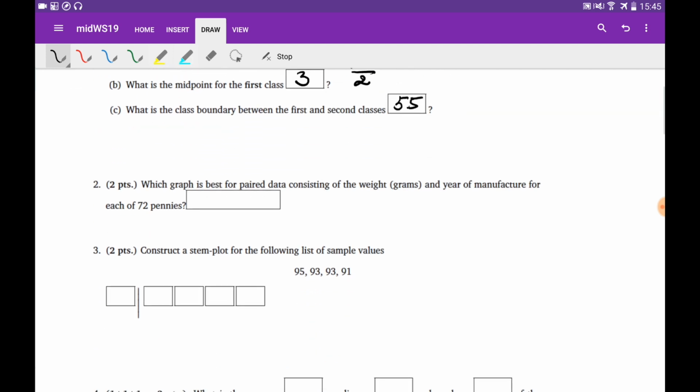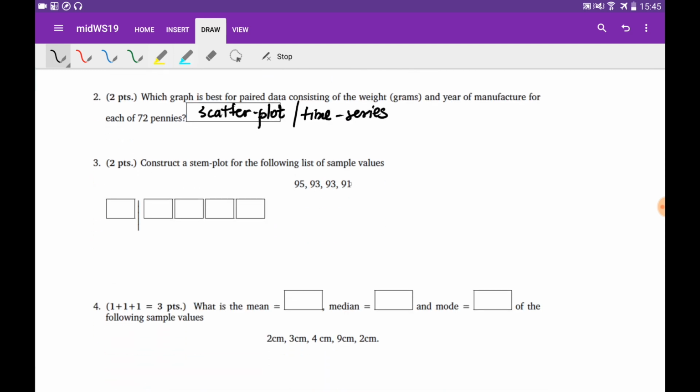So if you're given data which contains the weights and the year of manufacturing for each of the 22 pennies, we're going to use the scatter plot. At the same time, it is okay to use the time series plot for this type of data.